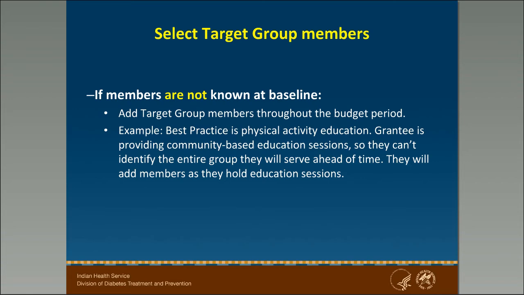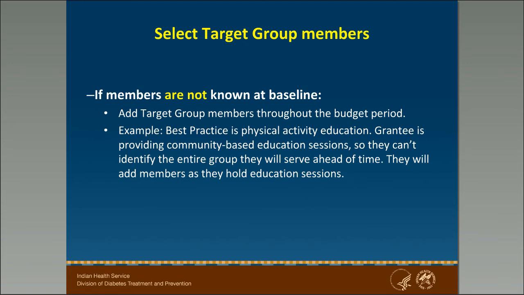If members are not known at baseline, you can add target group members throughout the budget period. So our example here is best practices physical activity education. Grantee is providing community-based education sessions, so they don't know the entire group they will serve ahead of time. They will add members as they hold education sessions. So especially for those of you that may have selected your target group as those in their community, you know your community, but you may not know those specific individuals yet.